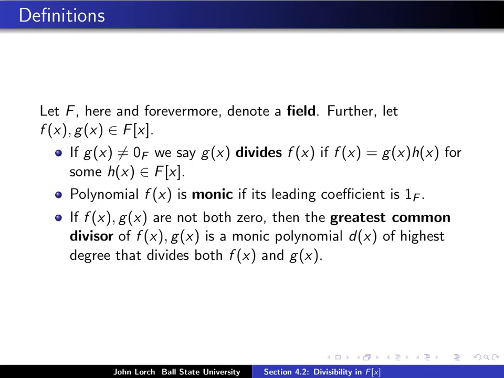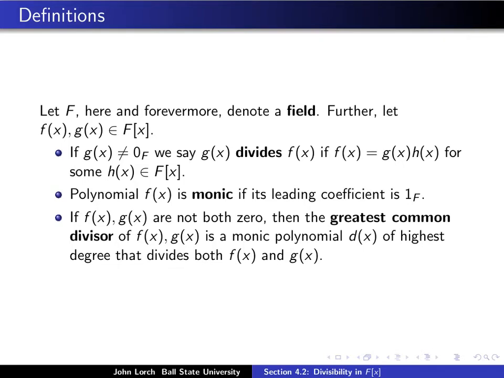Now we'll let F here and forevermore denote a field, and we'll start with two polynomials, f and g, in F adjoin x. If g is not the zero polynomial, we say that g divides f exactly when f is a multiple of g in F adjoin x. That is, if f of x is equal to g of x times h of x for some h of x in F adjoin x.